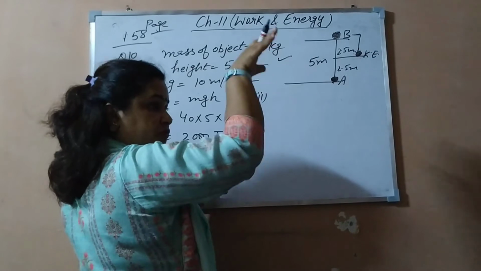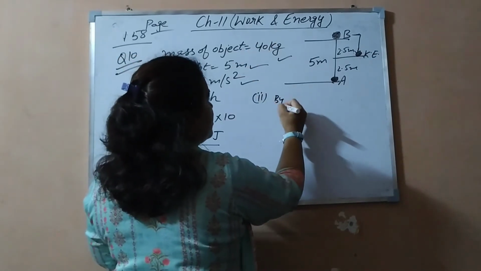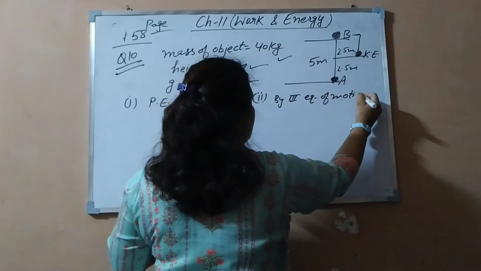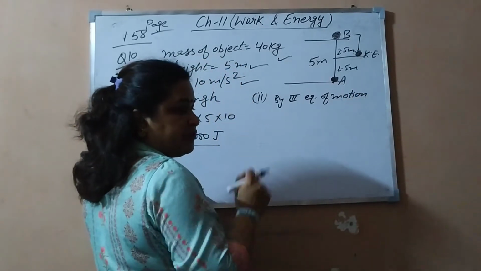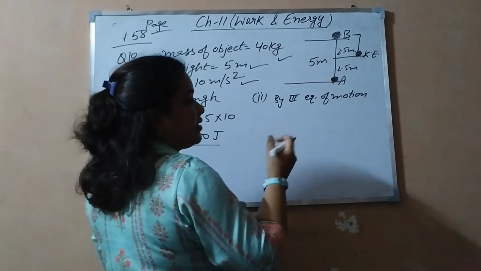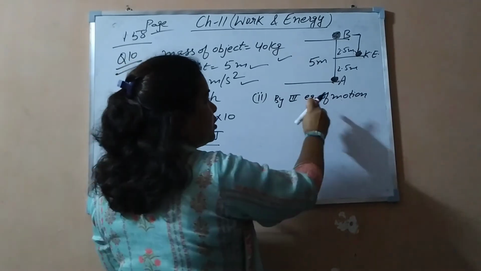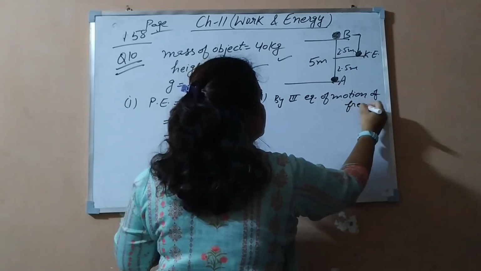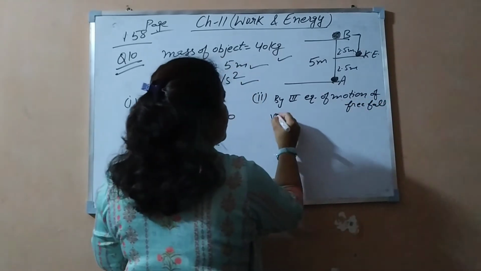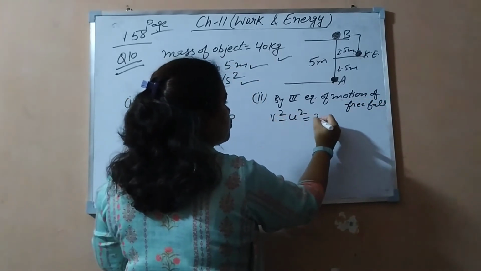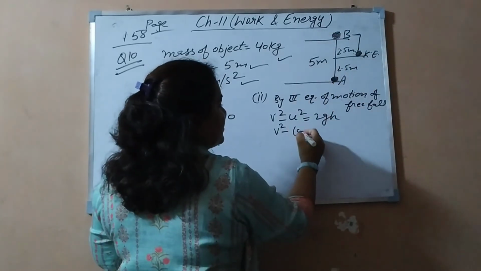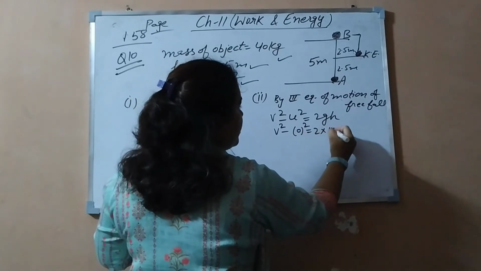Now what is the case? Free fall case. So by the third equation of motion, because the kinetic energy formula is half mv square and we do not have the velocity value. So by the third equation of motion of free fall we will calculate. What is that formula? V square minus u square equals 2gh. So V square, initially the body is at rest, 0 square, plus 2 into 10.